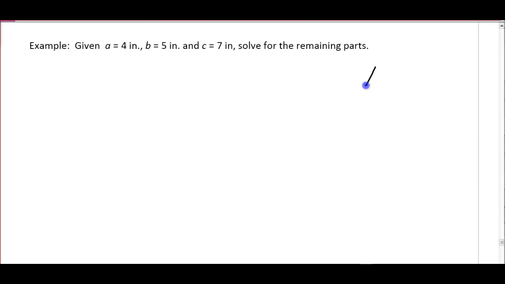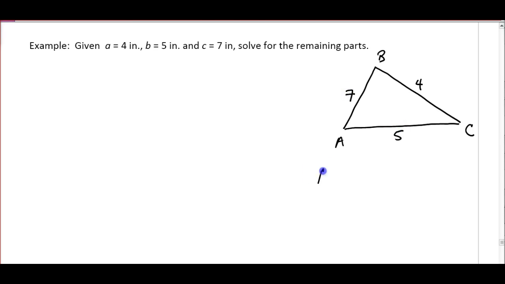So as always, I like to start with a triangle. And I usually will just draw the same generic triangle. So here's A and B and C. And then side A is opposite angle A, so that's going to be 4. And side B is opposite angle B, that's 5. And my remaining side is 7.